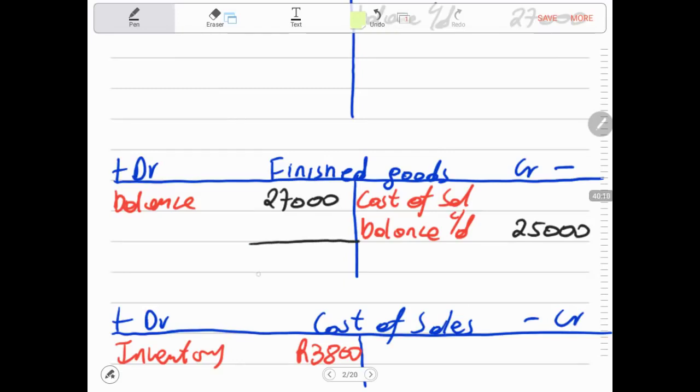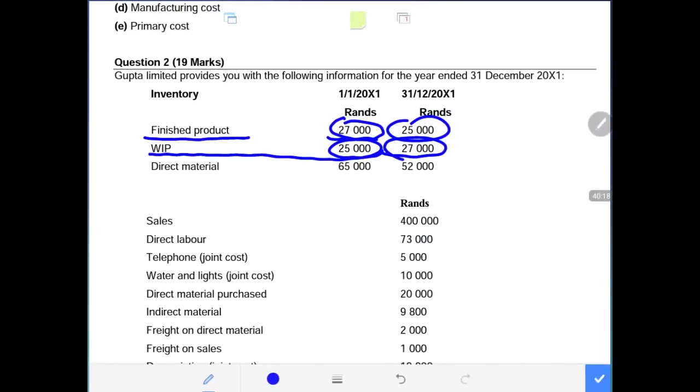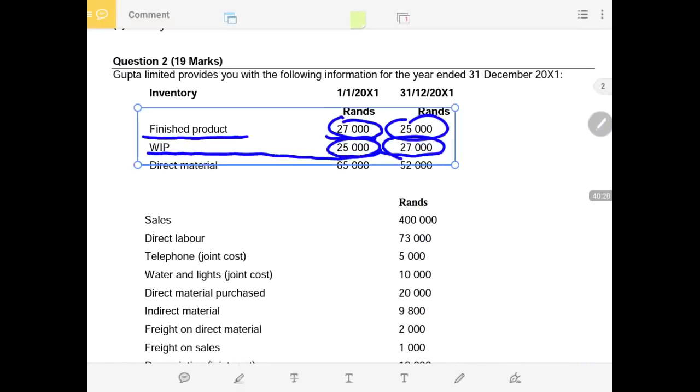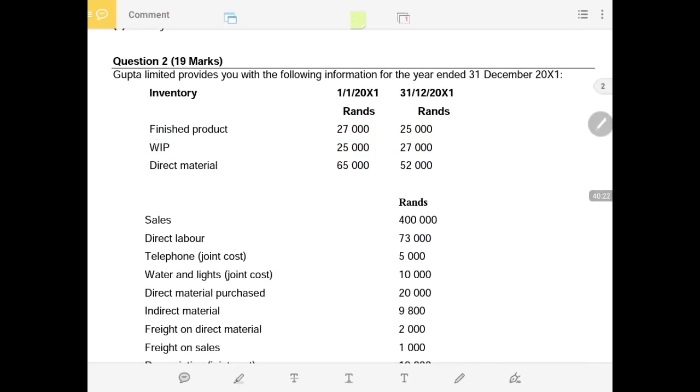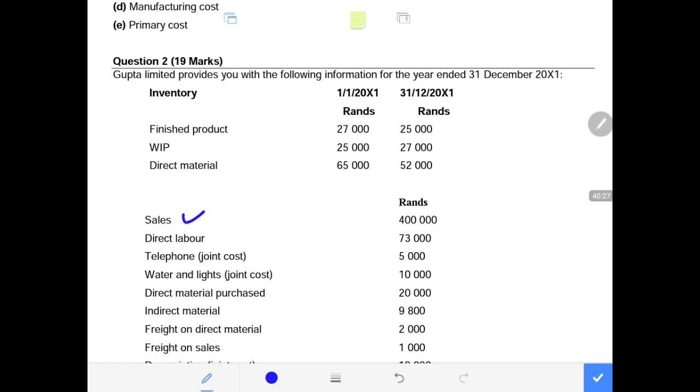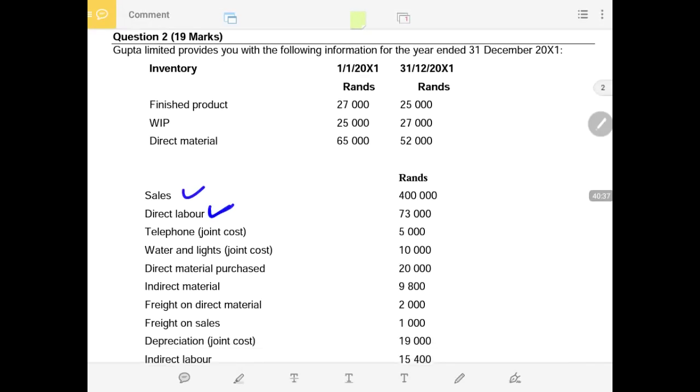And I know that here there will be a line, and we are given just the opening balances. So now we started with that one. We need to determine the material that was used first. We need to know the value of the material used. Opening balance, I copied them and pasted them. Sales, I don't need them yet. Direct labor, I know that my direct labor goes under manufacturing overheads. And I first need my material before I do my labor.